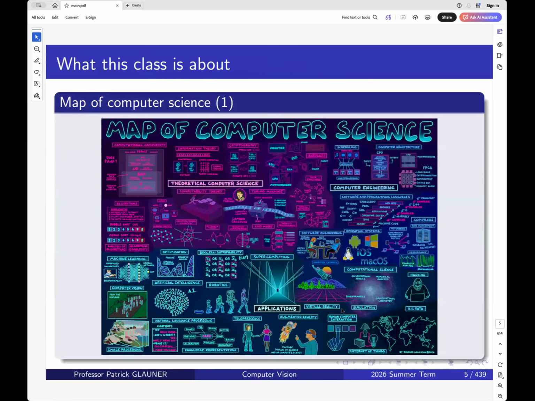Now, what I like in all of my lectures, there's this very famous map of computer science that is popular on the internet, and I think it provides a very good overview about the field of computer science. And then what I always like to highlight are the areas that we're actually looking at in a specific class. So I've selected a few areas. So we're doing computer vision. We process images for that.